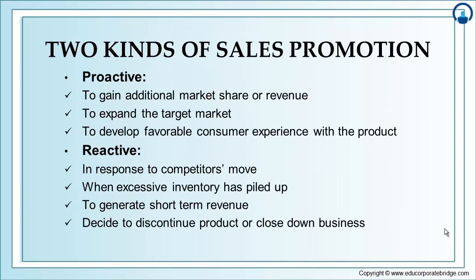Now, there are two kinds of sales promotion that we usually see. First is proactive, second is reactive. Proactive is something where you try to do things much in advance, or you plan ahead of what is happening. So, maybe when you want to gain some additional market share or revenue for your company, that's when you'll go ahead and do sales promotion. Or when you want to expand your target market, say if I'm already based in Mumbai, I'm a Mumbai based company, and if I want to expand to Pune, so that kind of sales promotion strategy will be called a proactive strategy.